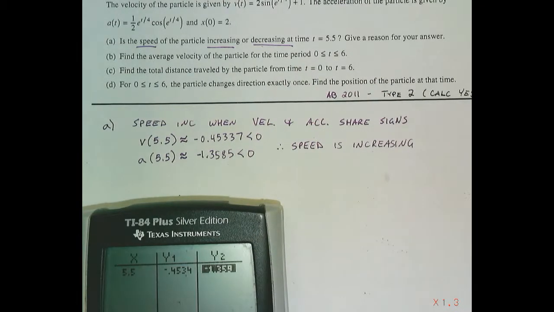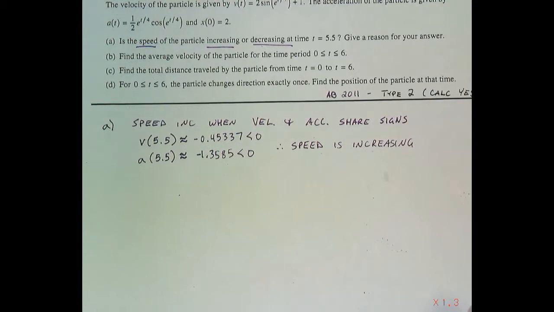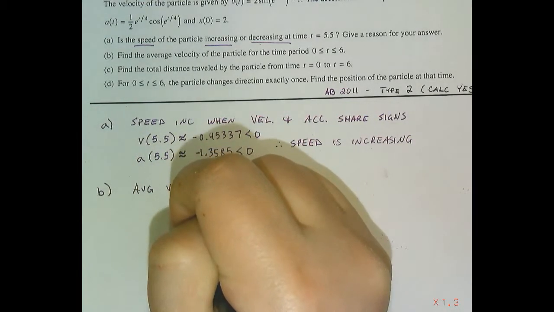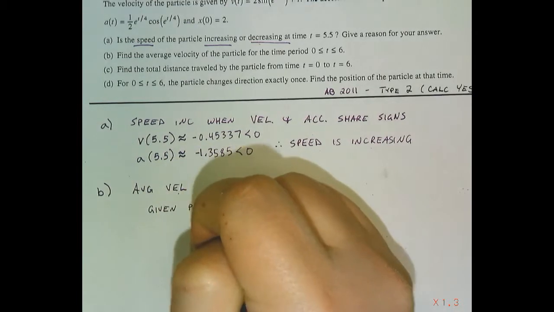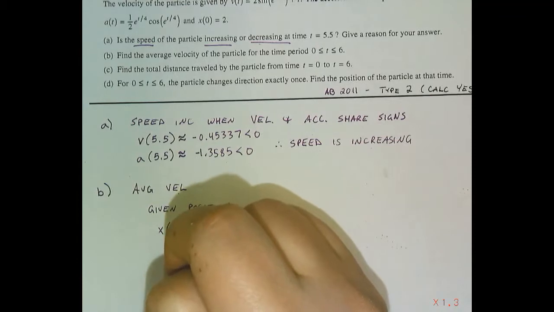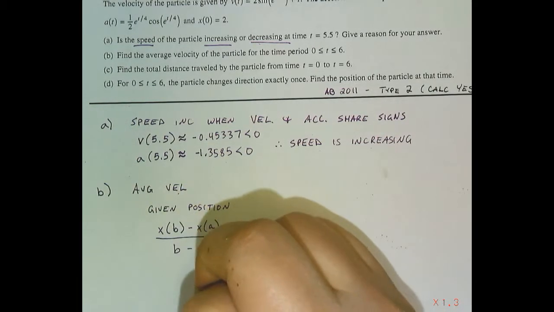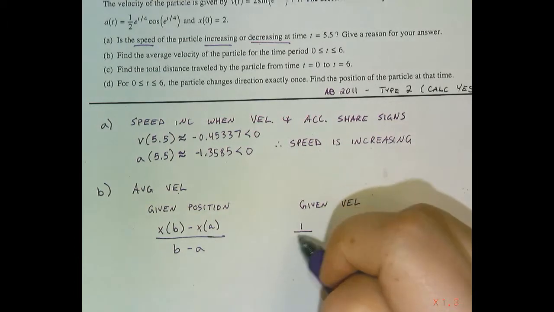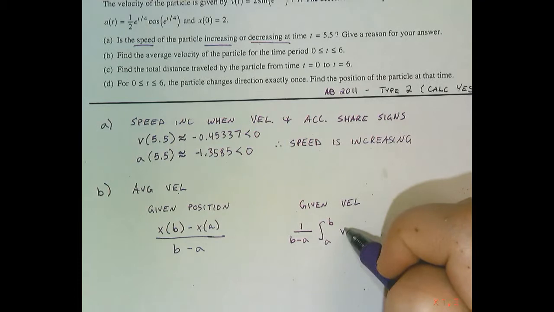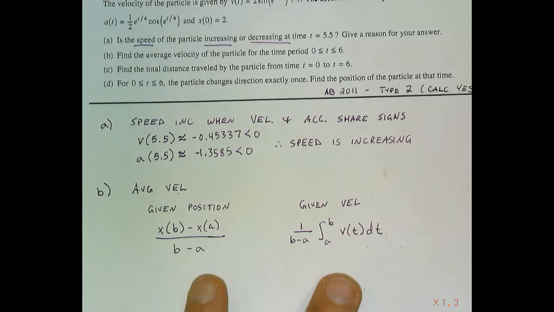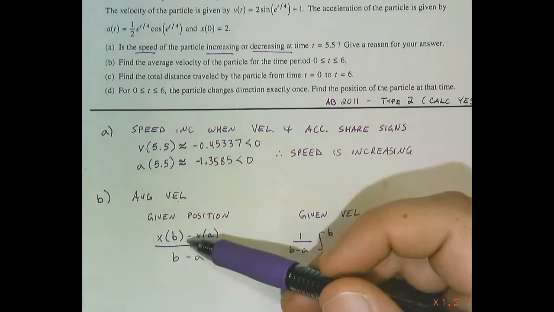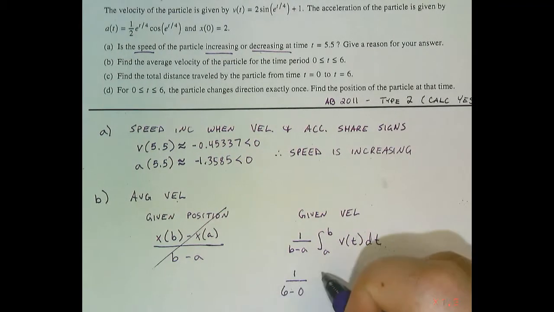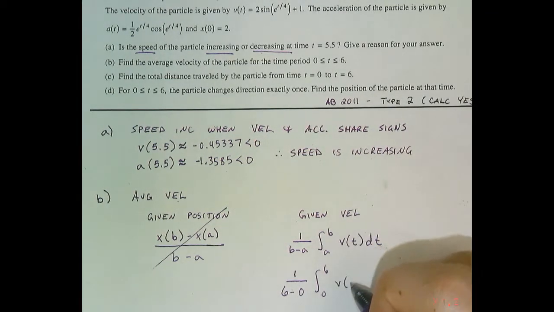Okay, that's part A. Part B, they ask us to find the average velocity over the interval 0 to 6. So average velocity, there's two ways we can do this. If we are given the position equation, we can do position at time B minus position at time A over B minus A. If we're given the velocity equation, then we can do the average function value of velocity. And these are different approaches. They will yield the same result. And in the case of our problem, we do not have the position equation, so we're going to use the velocity approach. 1 over 6 minus 0, integral 0 to 6 of v of t dt.